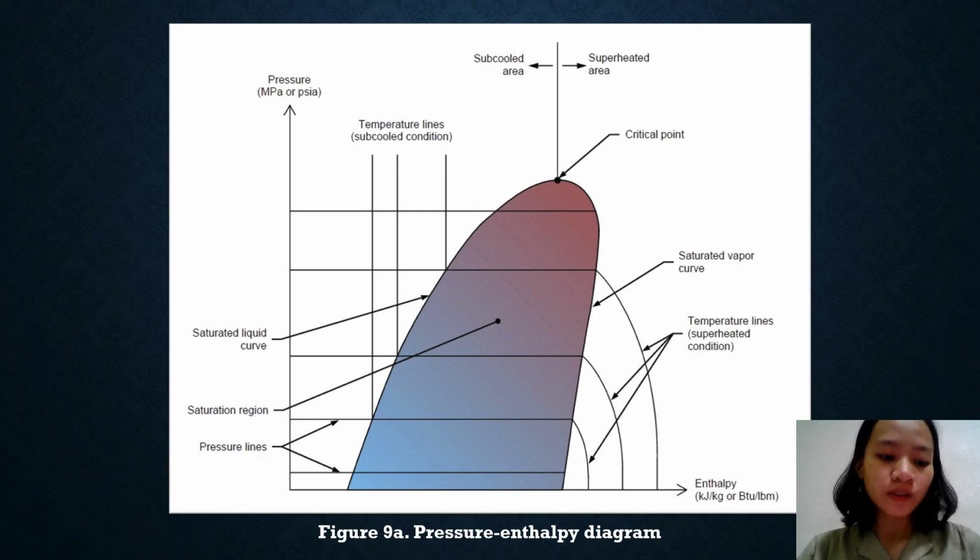Between these two curves are horizontal lines of constant temperature, and these lines that you see here are the constant temperature lines. A point representing the current refrigerant pressure that is located on a horizontal line indicates the refrigerant is a mixture of liquid and vapor. If this point is located on or to the right of the saturated vapor curve, the refrigerant is superheated. If this point is located on or to the left of the saturated liquid curve, the refrigerant is subcooled.